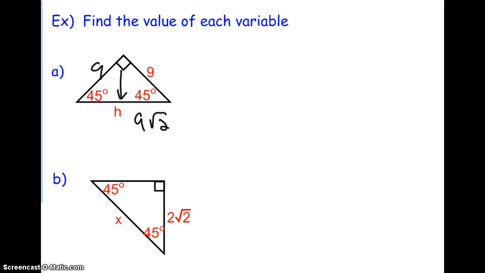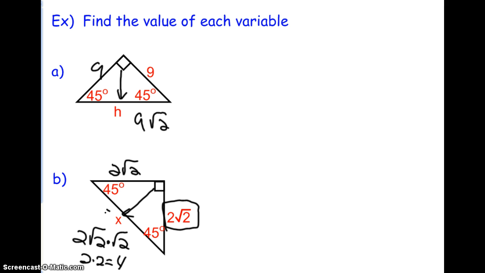Now, what tends to be harder is when we have something with a square root in it, like this right here. It's not too bad. There again, there's our hypotenuse. So that's the leg. The other leg is the same. And the hypotenuse is the square root of 2 times the square root of 2. Well, the square root of 2 times the square root of 2 is 2. 2 times 2 is 4. So x, that side length, is 4.